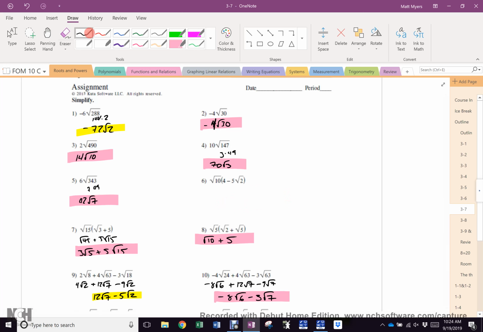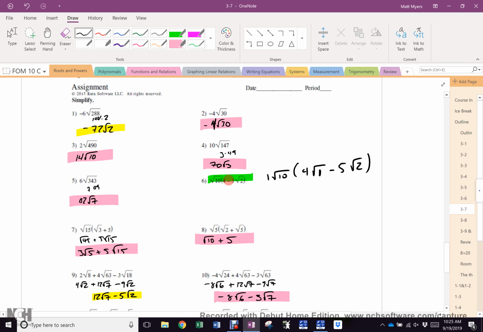Okay, number 6 is distribution. What number is in front of this root 10 that we don't write? It's a 1, right? And actually, I'm going to rewrite this whole thing. Could I rewrite this as 1 root 10 times 4 root 1 minus 5 root 2? Does everybody understand why this is the same as this? Because 1 times root 10 is going to be root 10, isn't it? And what is the square root of 1? 1. 4 times 1 is still 4.